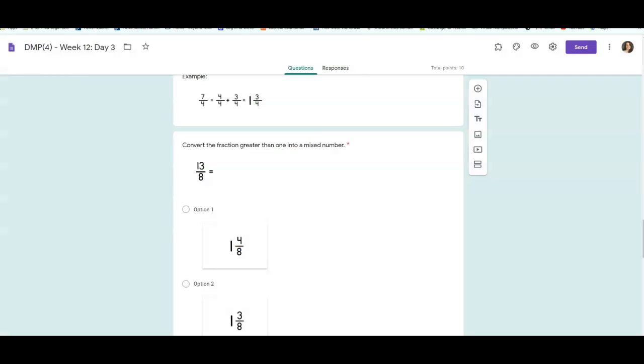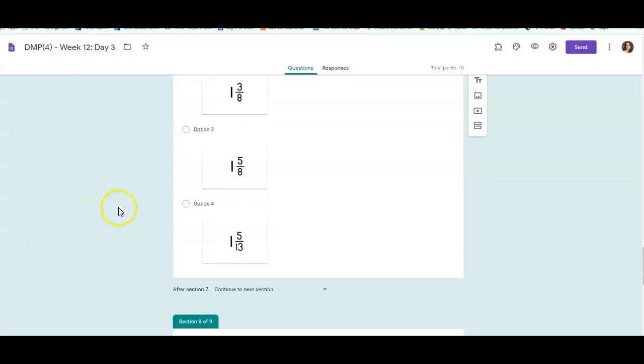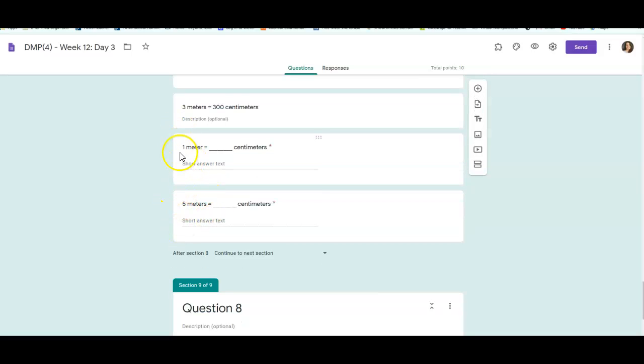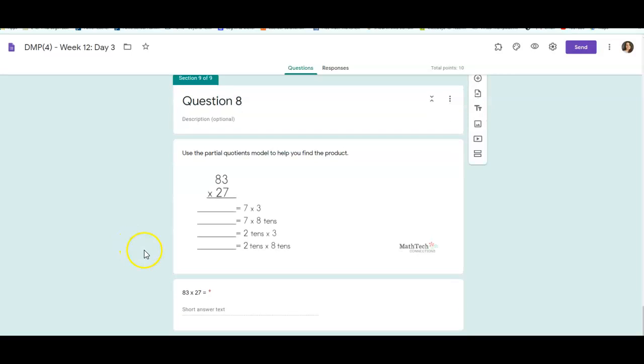Moving right along. Converting some measurements, if 3 meters is equal to 300 centimeters, how much is 1 meter? Same thing here. How much is 5 meters in centimeters? A little science question there.